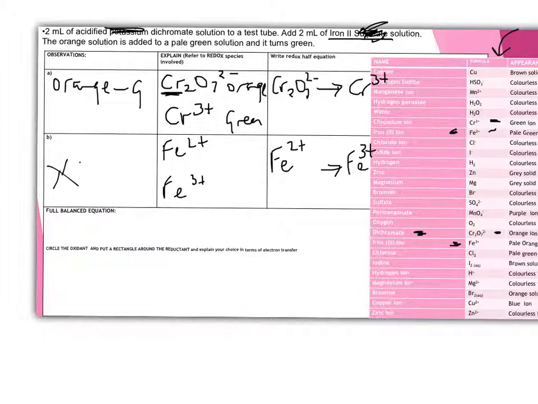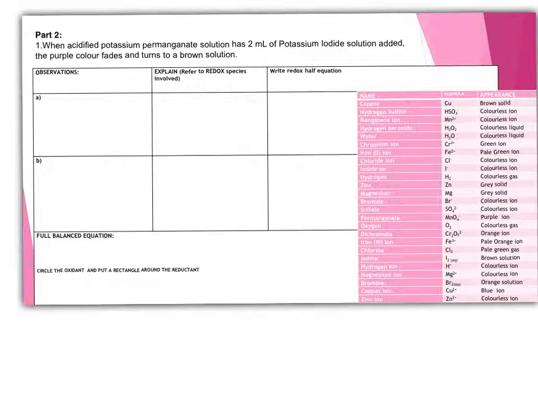Okay, next slide. Here we've got potassium permanganate to start with. What are we ignoring? That's right, we ignore the potassium. We find permanganate on the list, and its formula is MnO4 minus. And what could it possibly turn into? Well, we're going to look for something that's got Mn in it. And the only one that's got Mn in it is the manganese ion, so that must be what it turns into.